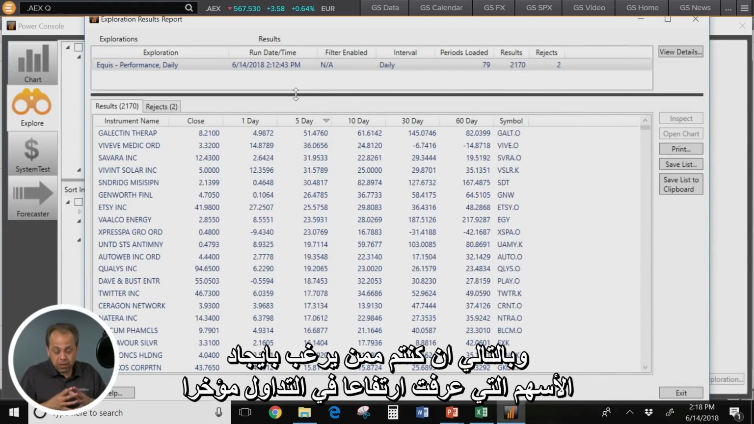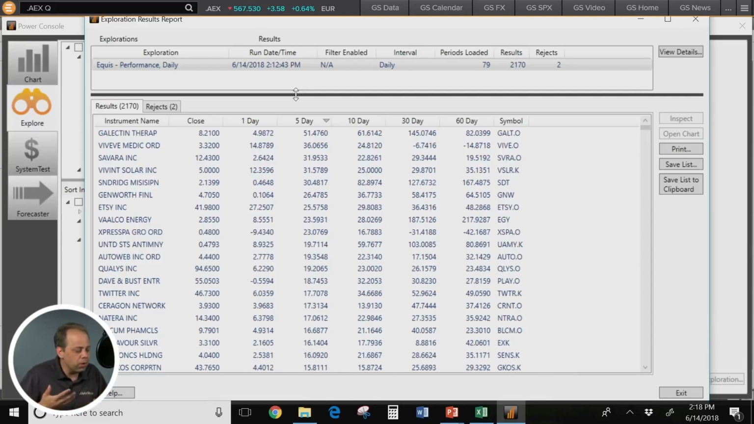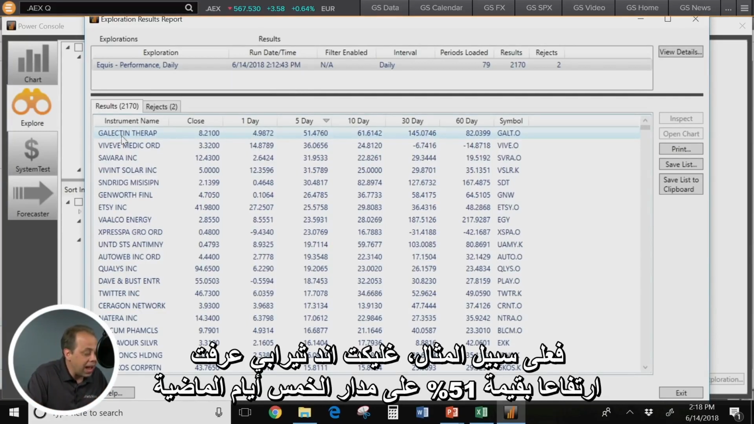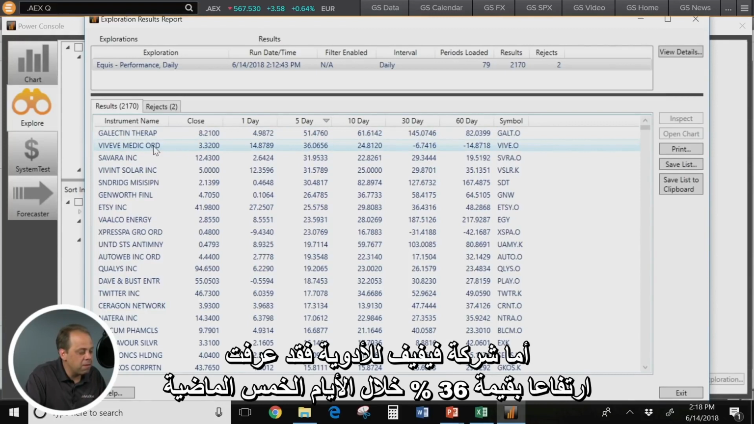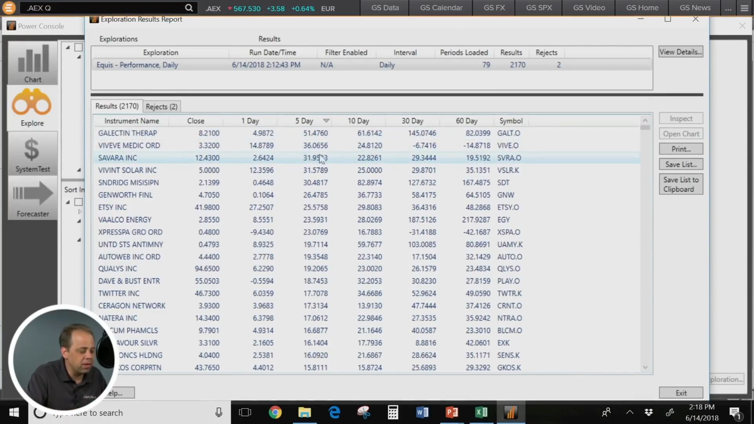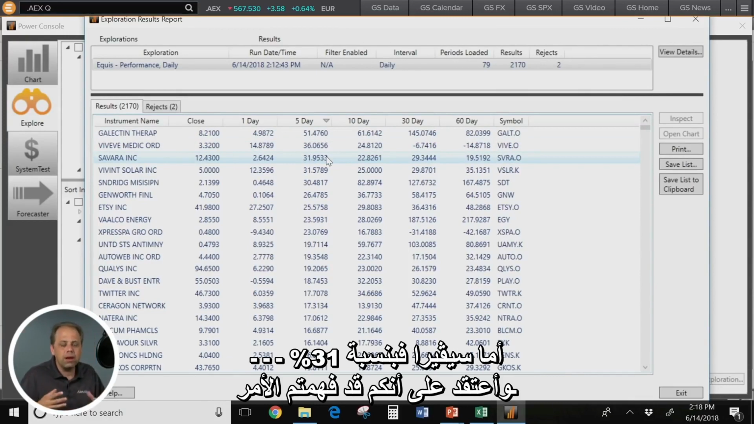So if I want to find stocks that are accelerating due to a trend, this is a great way to go in. For example, Galectin Therapeutics has moved up 51% over the last 5 days. Viveve Medical Corporation has moved up 36% over the last 5 days. Severa 31%. You get the idea.